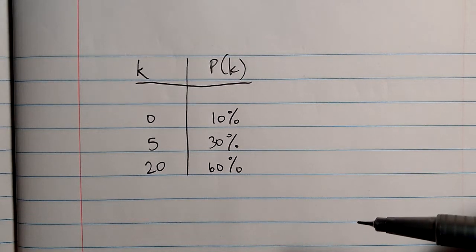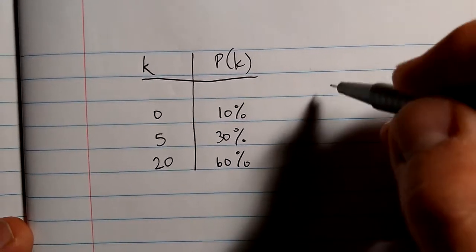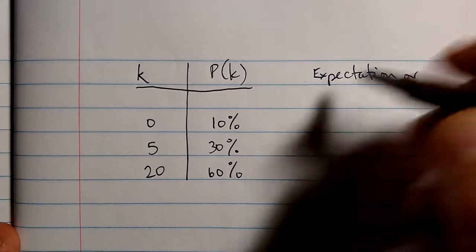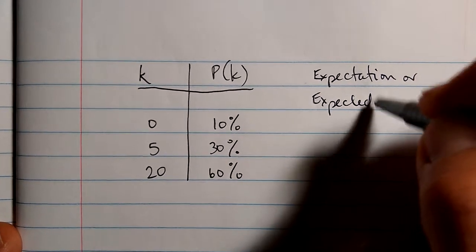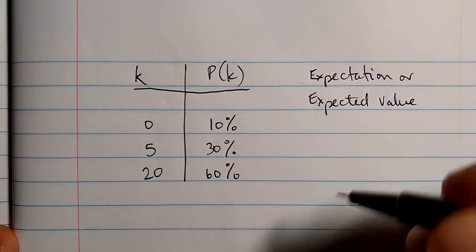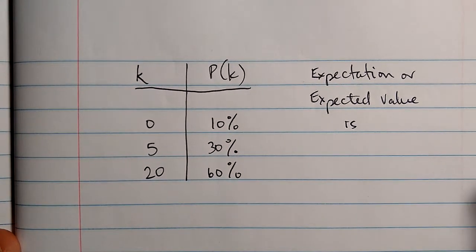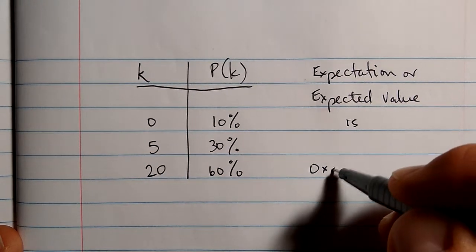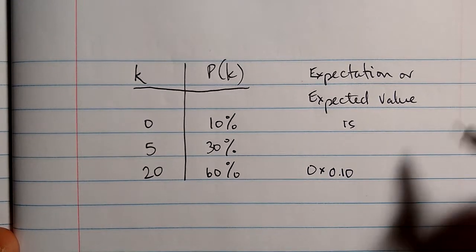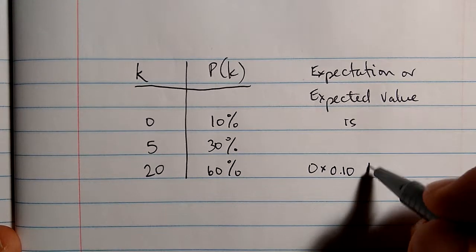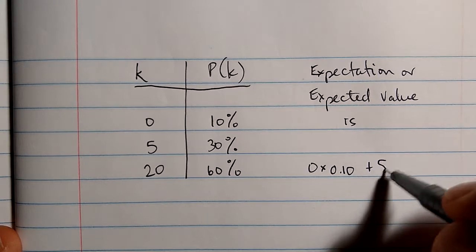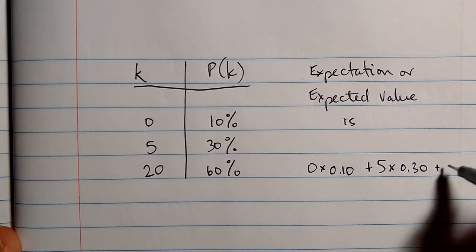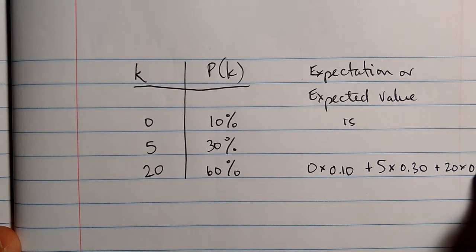So let's look at the expected value. It's also called the expectation, if you're interested in that. So you might see that sometimes, the expectation or expected value is, well, we have the first value 0 times 10%, and using percentages in calculators can be tricky, so I would recommend using a decimal equivalent, 0.10. 5 occurs 30% of the time.